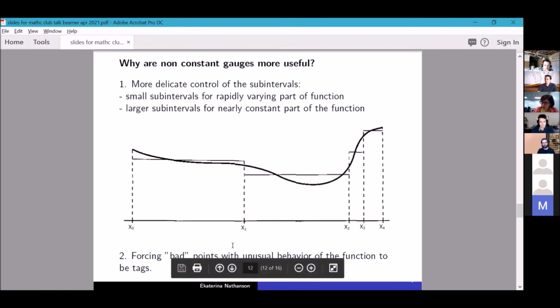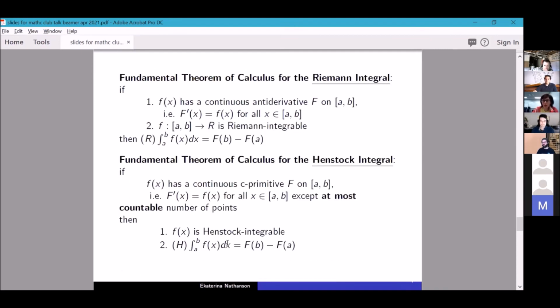We can also, if the function has some sort of unusual behavior, like the function is unbounded or has some sort of jumps, use a gauge to control those points where the unusual behavior happens. And back to the fundamental theorem of calculus.